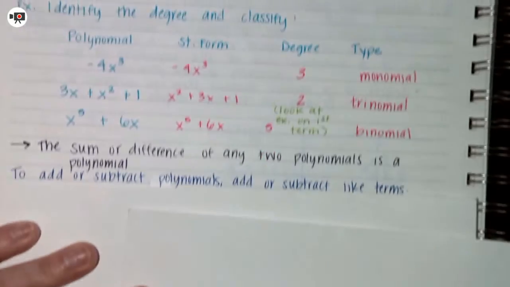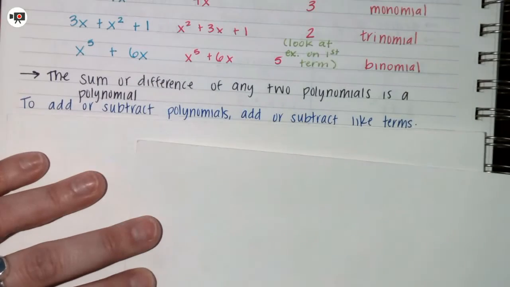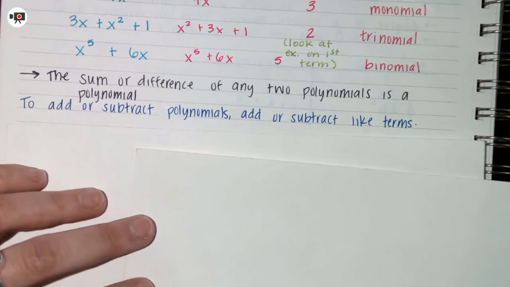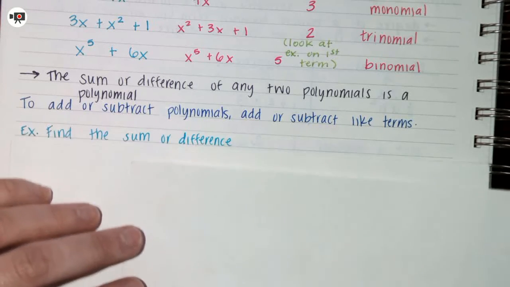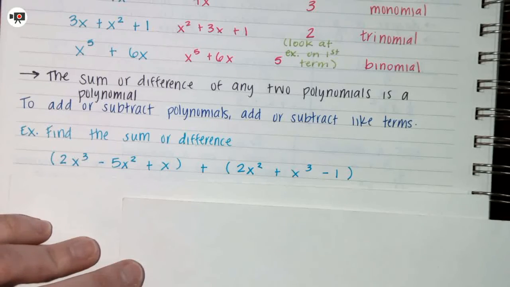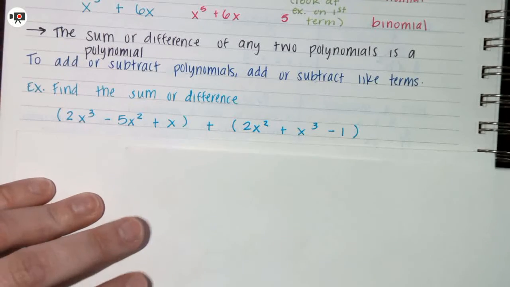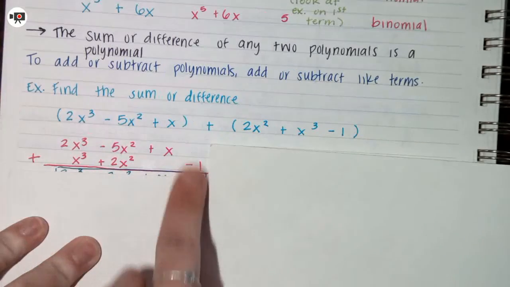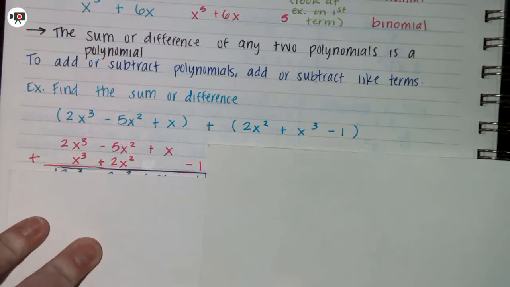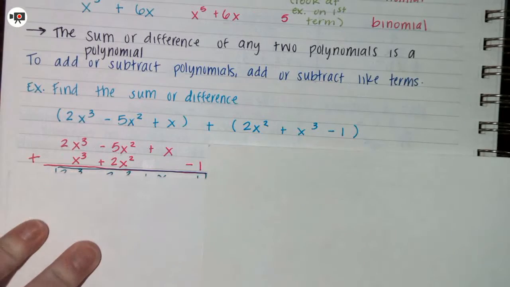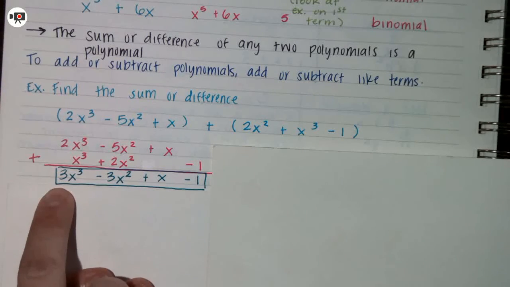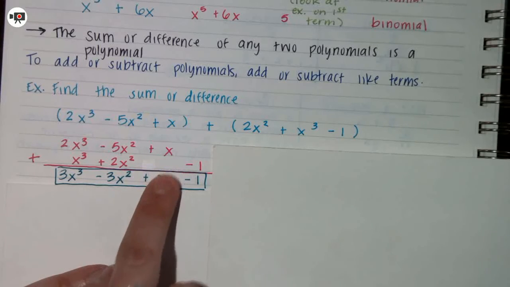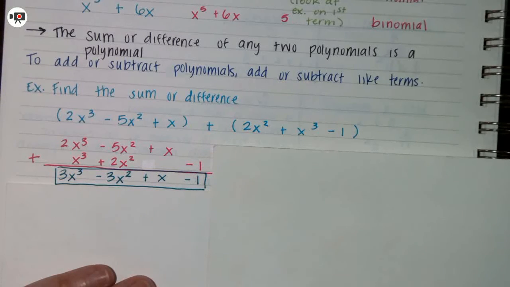If we add or subtract polynomials, the sum or difference of any 2 polynomials is a polynomial. To add or subtract polynomials, you add or subtract their like terms. So to find the sum of these 2 polynomials, I'm going to line them up so that their like terms are in order. They are lined up with each other. Then I have 2x to the 3rd plus x to the 3rd is 3x to the 3rd. Negative 5 plus 2 is negative 3. 1x plus 0 is 1x. And 0 minus negative 1 is negative 1.